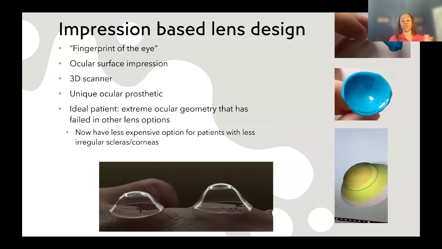It is ideal for patients like you see on the bottom with very extreme geometry that has failed in other lens options. It's also great for patients that just want the best of the best. I have lots of patients that come from far and wide to get the best of the best, and this is it. Really, you can't get any more custom than this particular design.